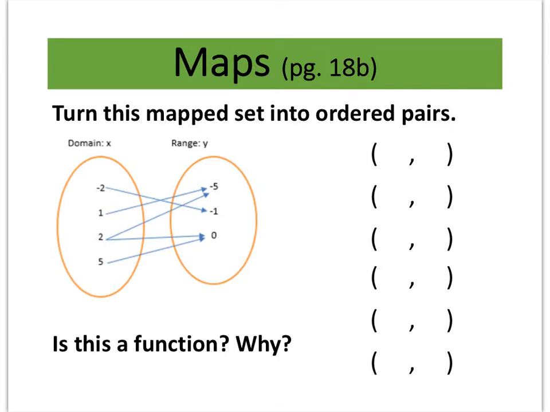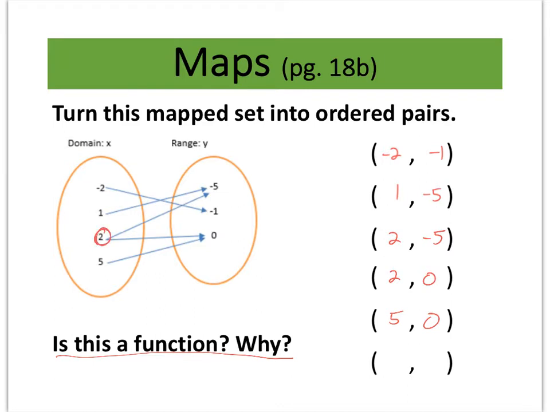Right. Hopefully you've had a chance to link them together, but -2 will go to -1, 1 will link to -5, 2 will go to -5, and 2 also goes to 0. This is starting to look interesting. 5 is also going to go to 0. Now, if I think about this, is this a function and why?